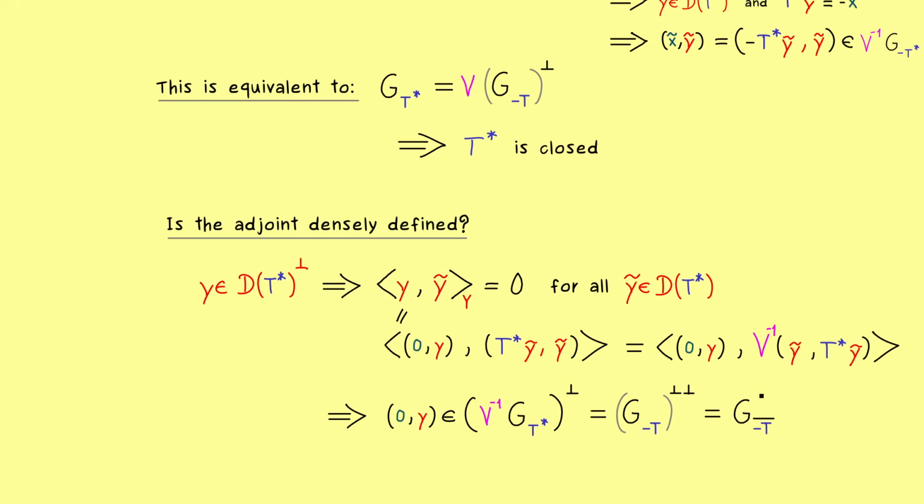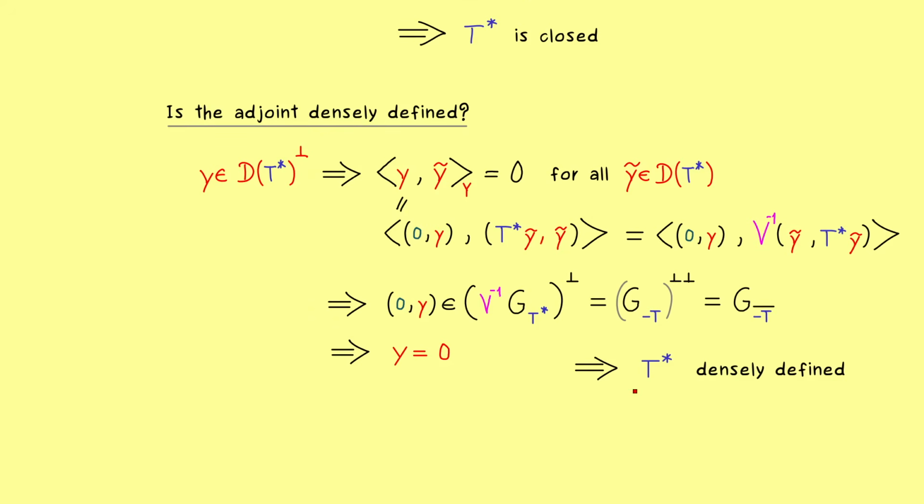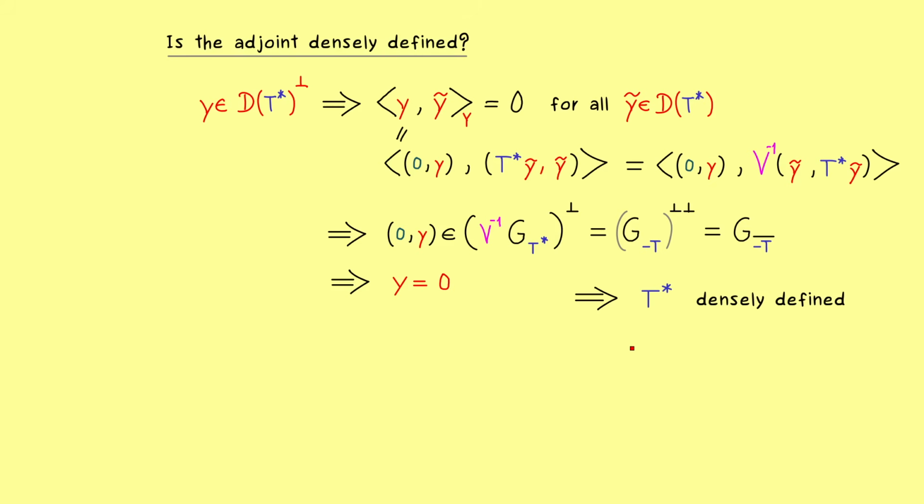Simply because we know that an operator, a linear operator, sends 0 to 0. So the only possibility for (0, y) lying in the graph of a linear operator is that y is equal to 0. And exactly this is what we wanted to show, because it means that the domain of t star lies dense in Y. So now we have also proven that t star is a densely defined operator. And as you might recall, this is a really nice result, because it means that we can also form the adjoint of t star again.